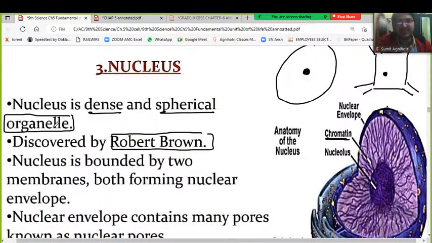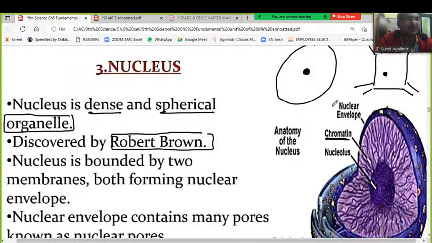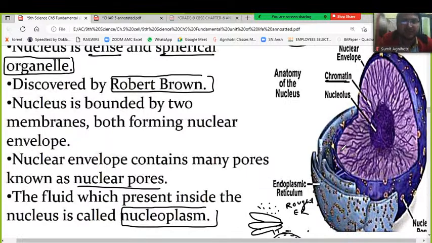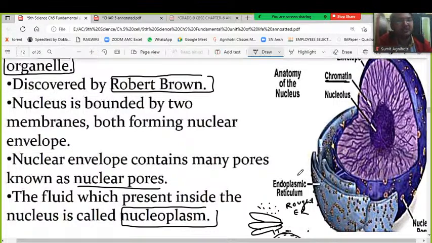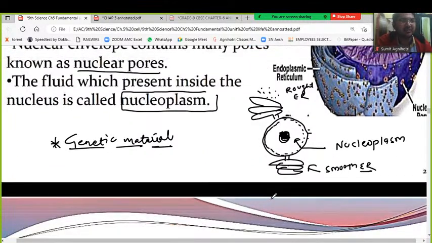Then we have nucleus. Nucleus is a dense and spherical organelle. It was discovered by Robert Brown. I have already told you who those scientists are: Robert Hooke, Purkinje, Robert Brown, Schleiden, Schwann, and different scientists. I will help you with them once again later on. Nucleus is bounded by two membranes, both forming the nuclear envelope. The nuclear envelope contains many pores known as nuclear pores, and nucleoplasm is the liquid inside the nuclear membrane.